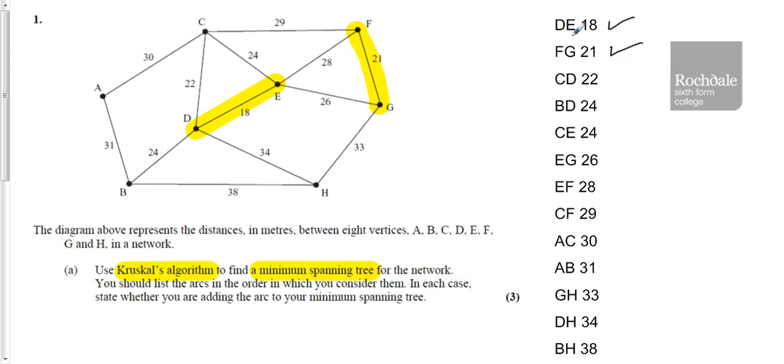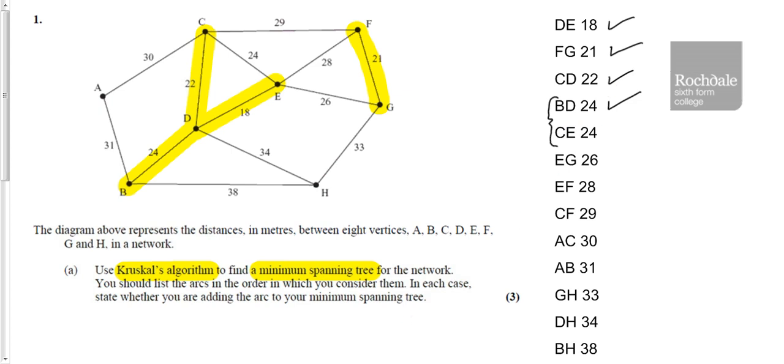So now we're going to look at the third one, CD. Can we add that to our tree? Well, there's CD. Yep, that's fine. No circuit. So tick to say, yes, that's been added to the tree. Next up, we have BD. So BD, that's fine. So I can tick to say, yep, we can add that to our tree. Now you might notice BD and CE have the same weight of 24. So it doesn't matter which one of these I consider first. I could have considered CE first and then BD. But I went with BD first, and that's fine.